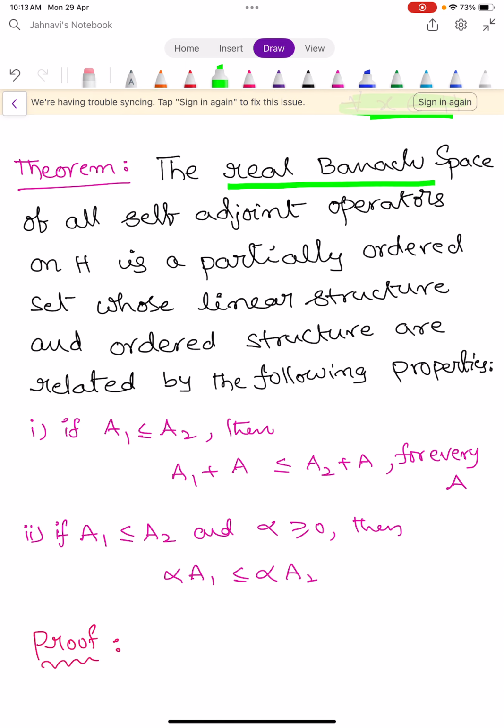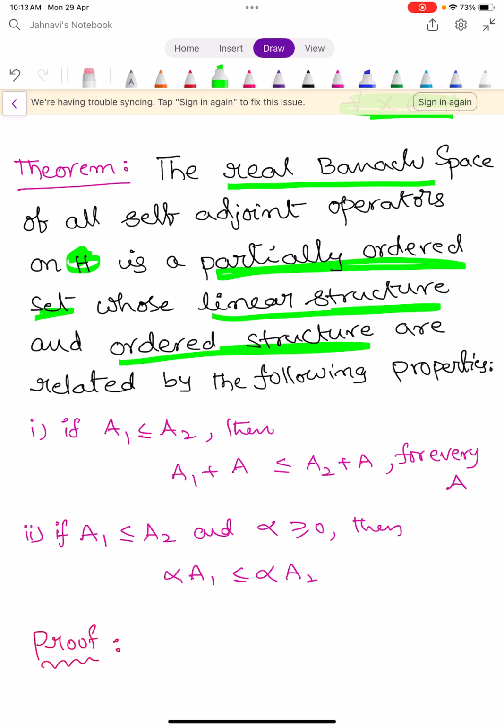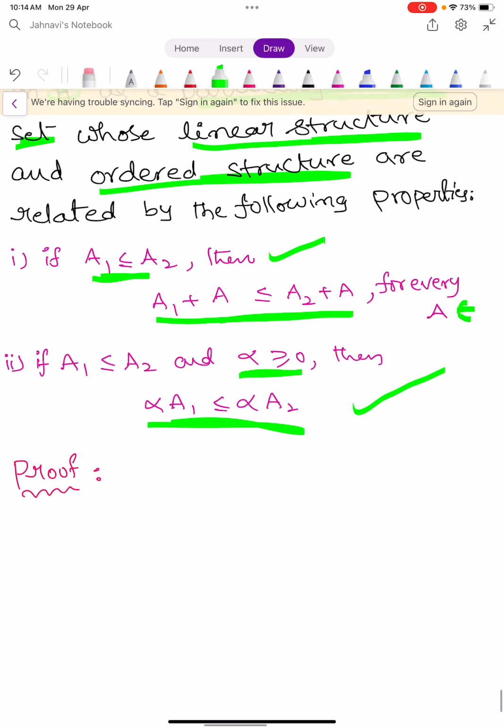The real Banach space of all self-adjoint operators on capital H is a partially ordered set whose linear structure and ordered structure are related by the following two results. If a1 less than or equals to a2, then a1 plus a less than or equals to a2 plus a for every a that belongs to the set of all real self-adjoint operators. And if a1 less than or equals to a2 and alpha is a positive real number, then alpha a1 is less than or equals to alpha a2.